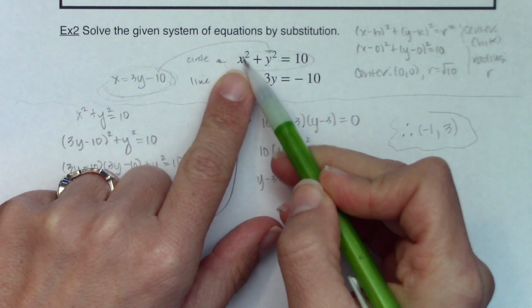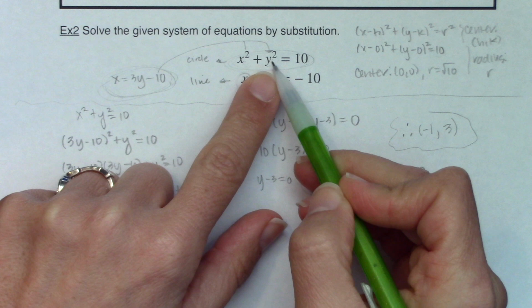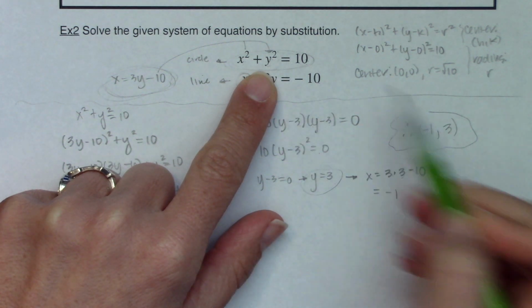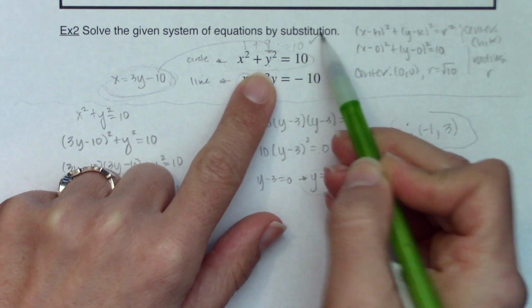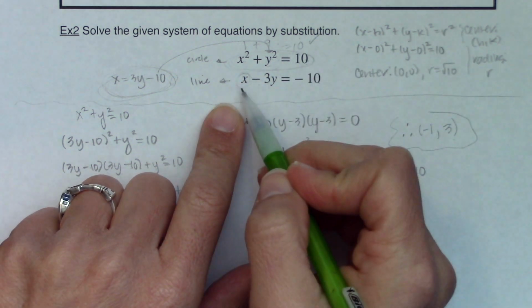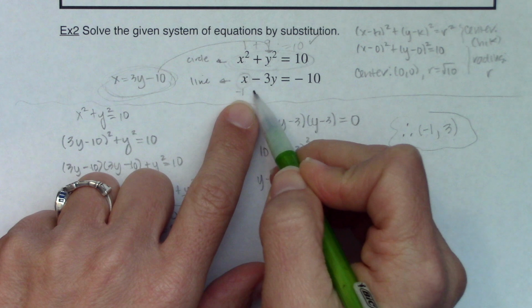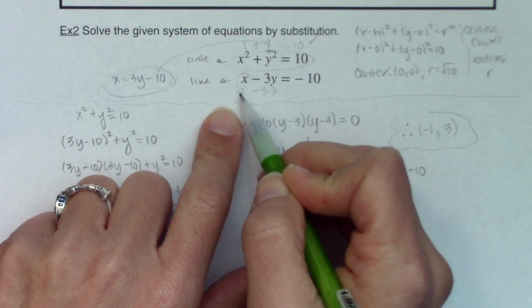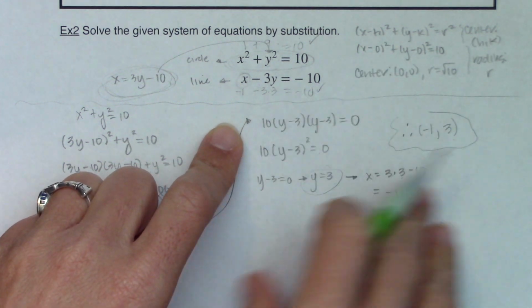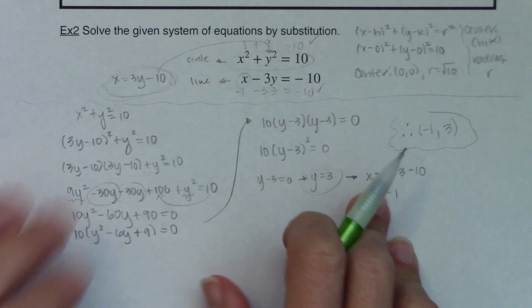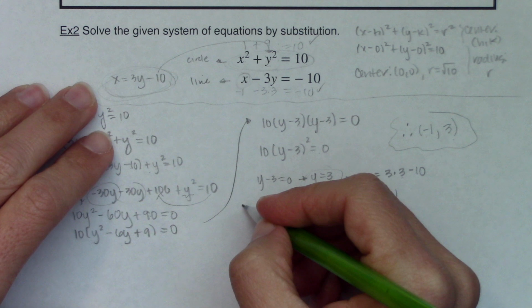If x is negative 1, squared is 1. If y is 3, 3 squared is 9. 1 plus 9 is 10. That checked out. If I do negative 1 here for x, minus 3 times 3, well, negative 1 minus 9 is negative 10. That checked out. So there's an algebraic way to check, but let me talk about how I could graph this.